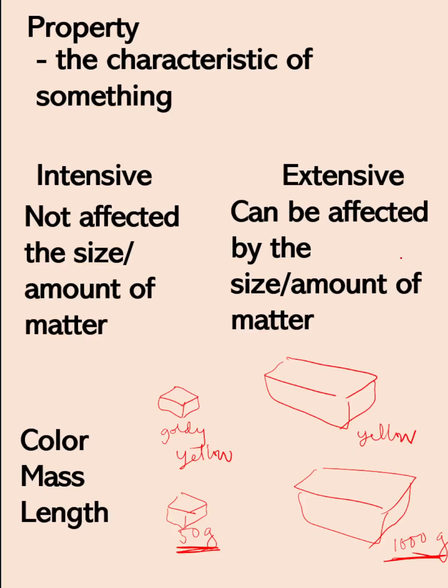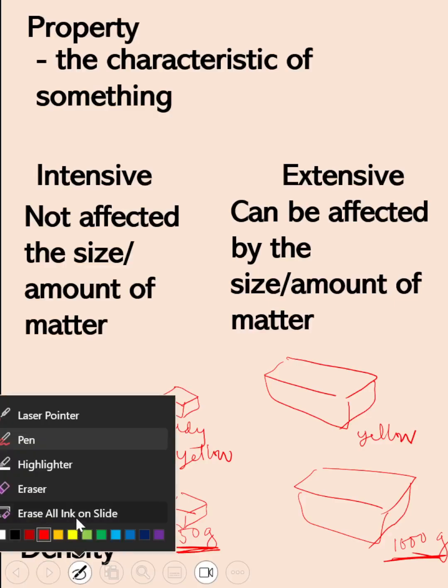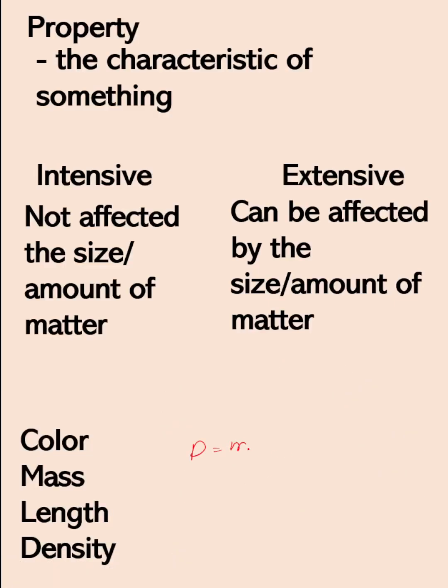Now length, so length is also extensive because of course the length of the smaller piece of gold is different from the bigger piece of gold. Then density, this one is again mass over volume. So density is equal to mass over volume. Now this one, even though it's composed of mass over volume, density is a physical intensive property, so it's not affected by the amount or the size of the matter. That's because this is the ratio between the mass over volume of the substance.